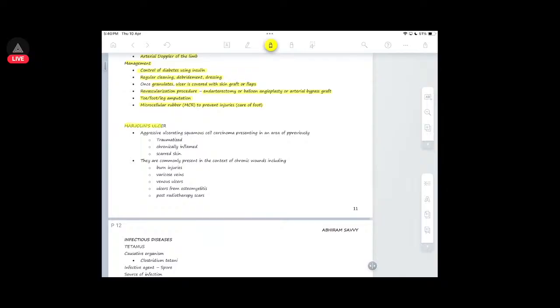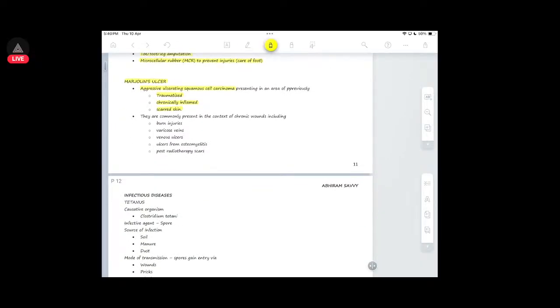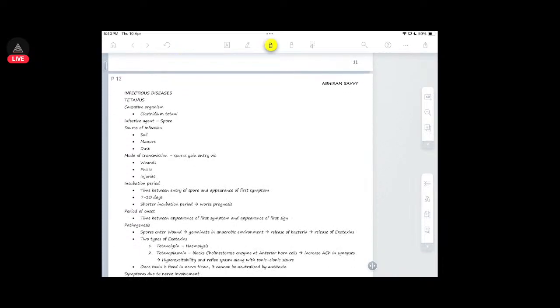Then you have Marjolin's ulcer, an aggressive ulcerating squamous cell carcinoma presenting in previously traumatized, chronically inflamed, and scarred skin. They are commonly present in context of chronic wound, including burn injury, varicose vein, venous ulcer, ulcers from osteomyelitis, and post-radiotherapy scars. Then you have infectious diseases like tetanus, which is caused by Clostridium tetani.